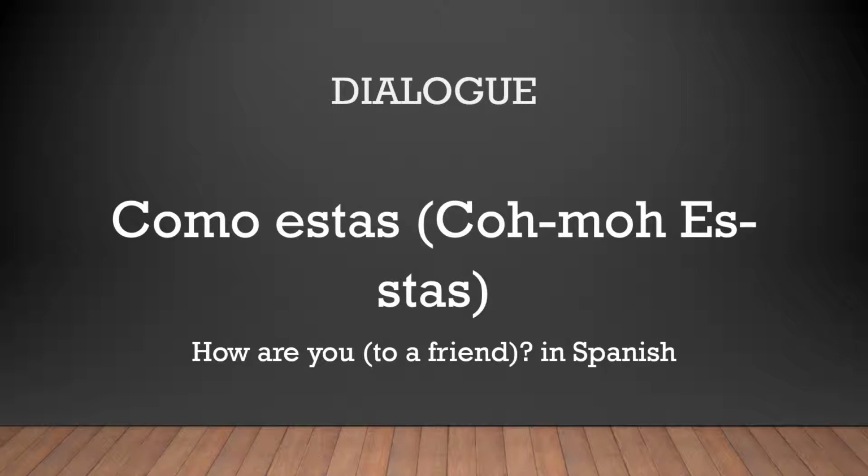¿Cómo estás? Pronounced como estás. This is the Spanish phrase for how are you. The first word you pronounce as you see the letters here. Co, C-O-H. Mo, M-O-H. That's the first word, como. The second word is estás. You pronounce that as you see here: es, the first part of the word, and then stas, the second half of the word. So you get estás. Together, you get como estás. And again, it is how are you in Spanish, if you were to say this to a friend or an acquaintance or someone you know well.